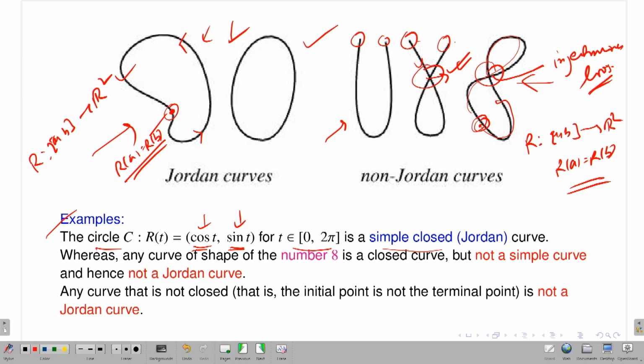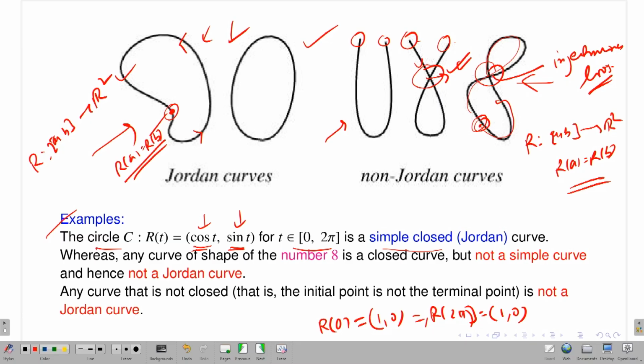Okay, and of course it is closed. Why? Because you can talk about R of 0, and if you calculate it, this should be (1, 0). And what is R of 2 pi? R of 2 pi is again cos of 2 pi, which is 1, and sine of 2 pi is 0. So therefore R of 0 is exactly equal to R of 2 pi.